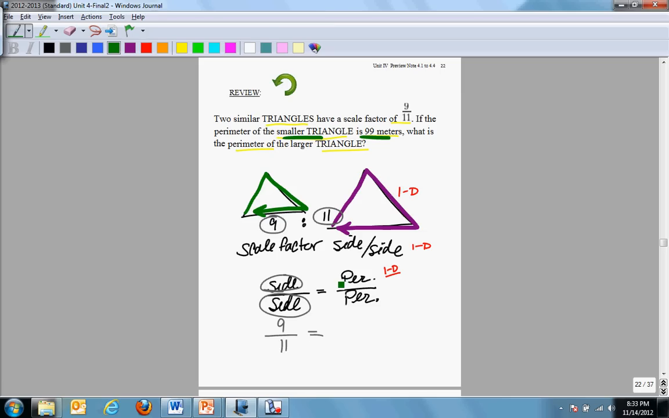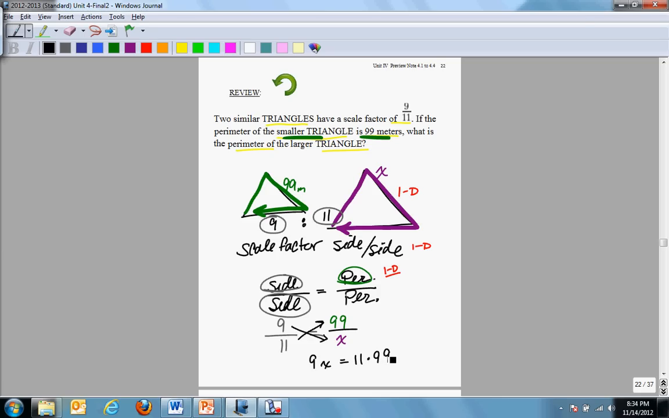equals perimeter 99 over the other perimeter, which we don't know. So here, of course, it's back down to cross-multiplying. So we end up with 9 times x equals 11 times 99.